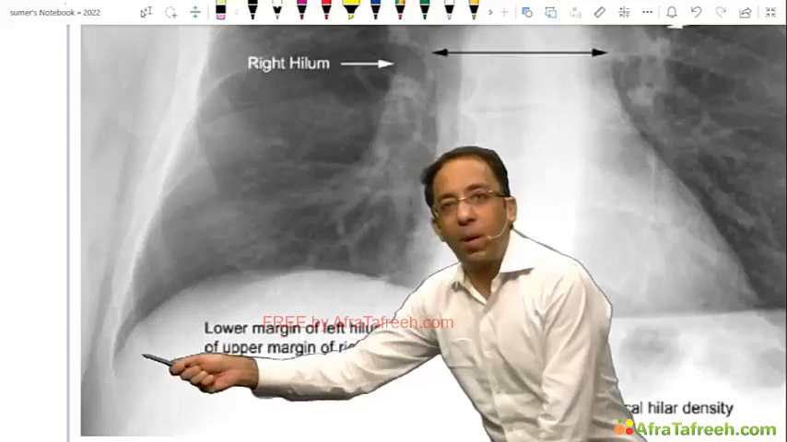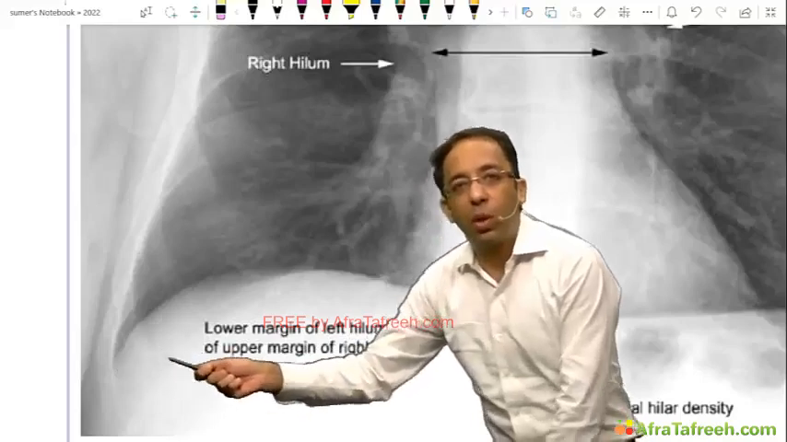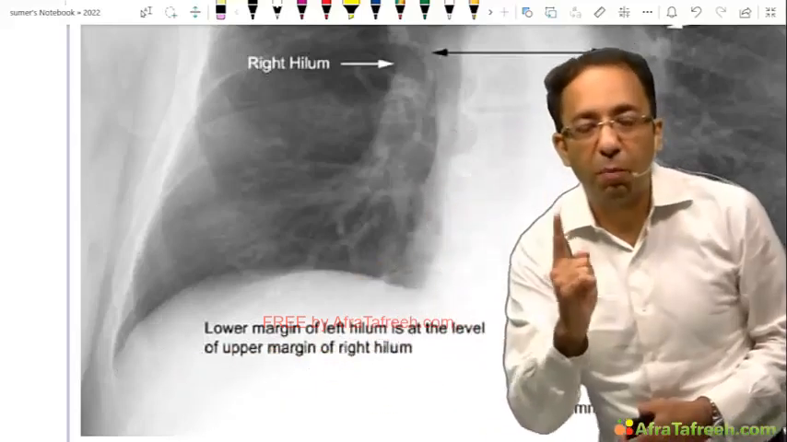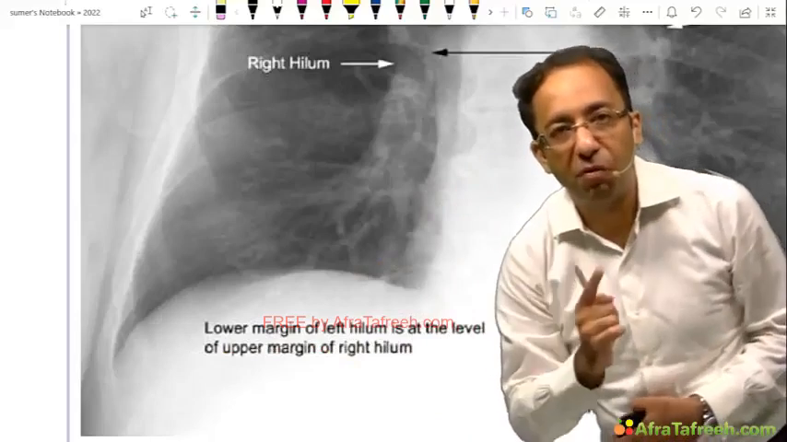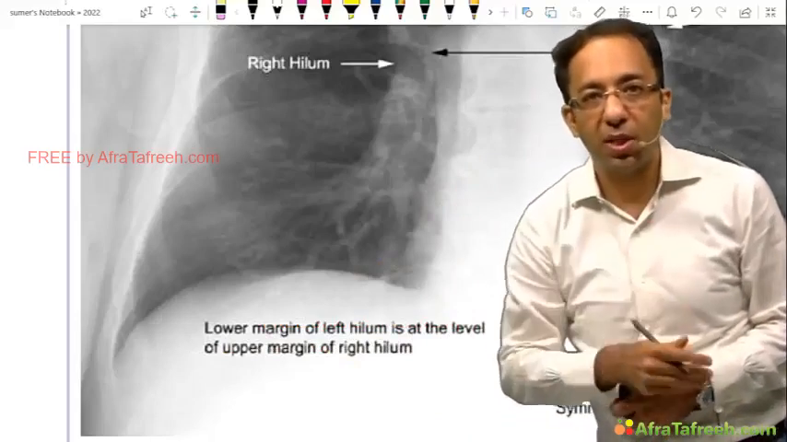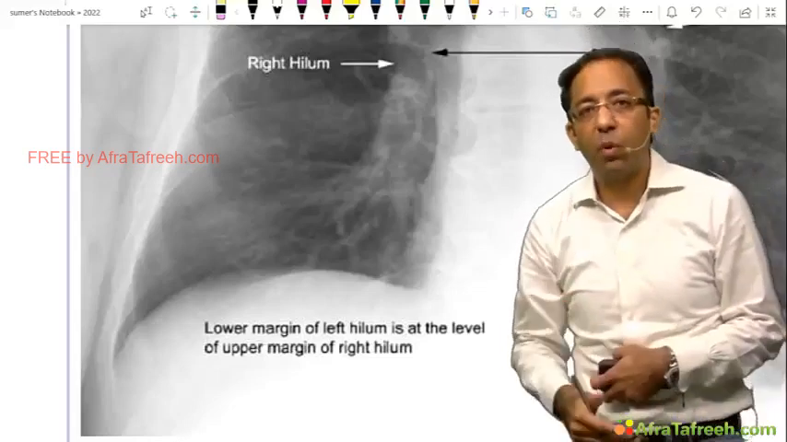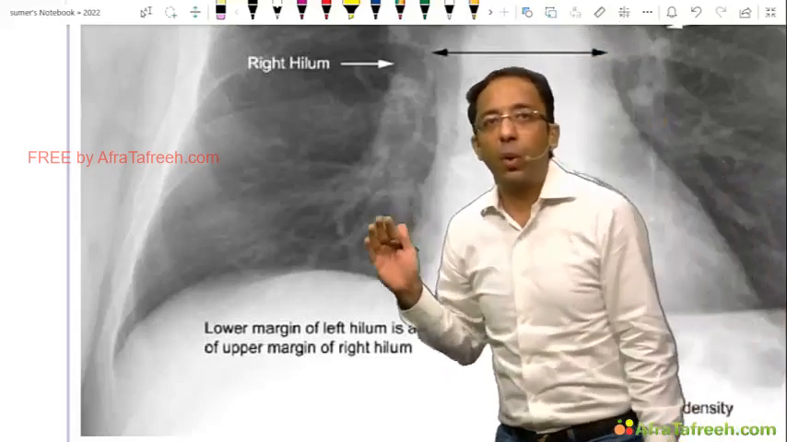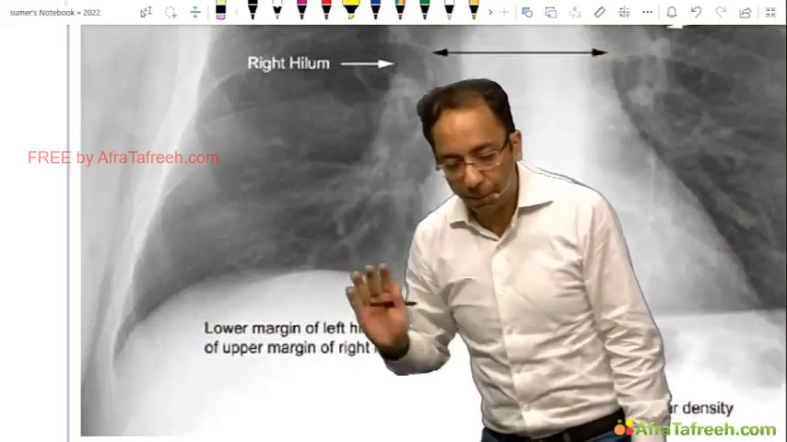This is the most dependent area of the pleural cavity. So if I have to look for pleural effusion, tell me, where will you look at the X-ray? If you have to look for pleural effusion, I will look for the CP angle.